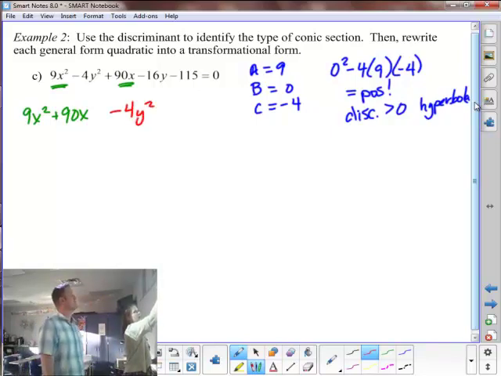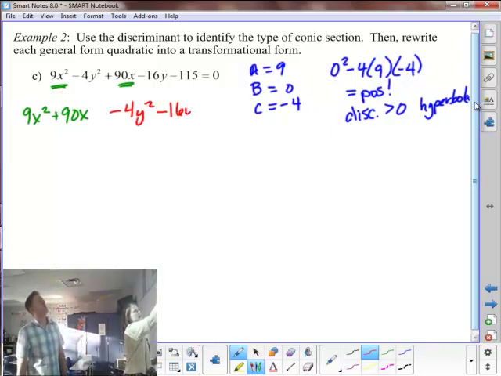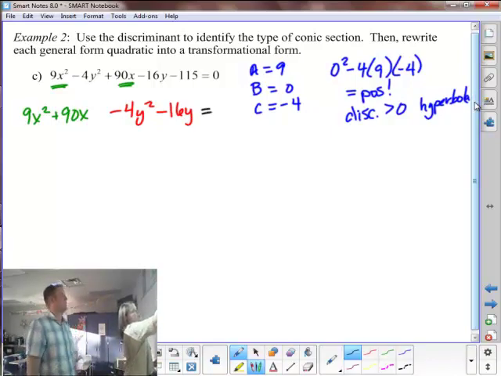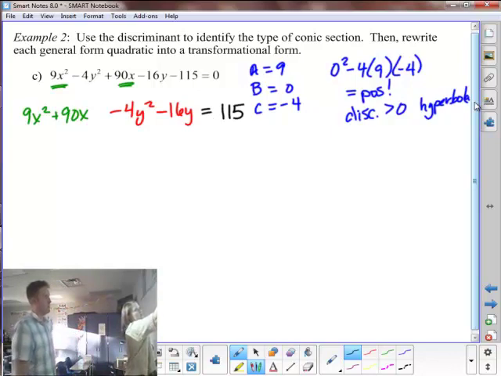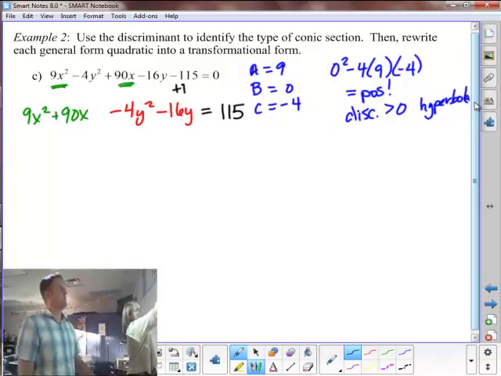And I'll tell you, Mr. Madsen, that's where kids mess up right there, is they lose track of the little negatives. Everybody, be careful. The negatives come along for the ride, don't they? They do. And we're going to throw that negative 115 to the right by adding 115 to both sides.